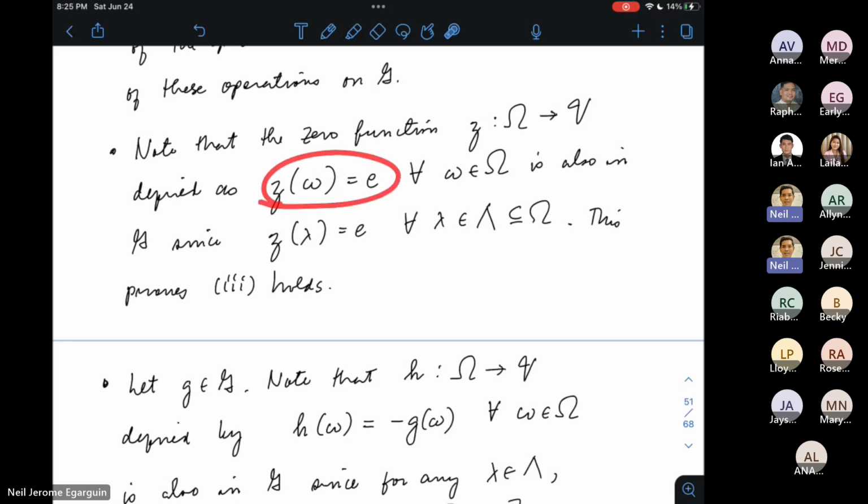Pero itong zero vector na to kay F, nandun din siya kay curly G. Kasi pag pinlogin mo si lambda kay Z, ang sagot ay E. Kasi kahit anong omega ang i-plugin mo kay Z, ang sagot ay E. Sa pag ginawa mong omega equals lambda, E pa rin yung sagot. Kasi si zero function, lagi niya lang namang minamap lahat ng elements kay zero vector. So ibig sabihin si zero function ay na kay G din. So ibig sabihin, nasa-satisfy yung property 3 na merong additive identity yung vector addition.